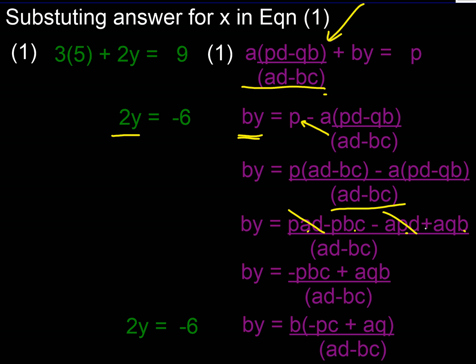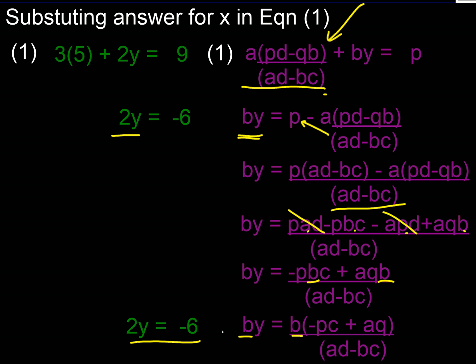So they cancel out. So I'm now just left with 2 terms on the top, and actually we can see here that both of these terms have got b in them, so b is a factor, so I can bring b out the front, put the rest in a bracket. So this is my equivalent of 2y equals minus 6.